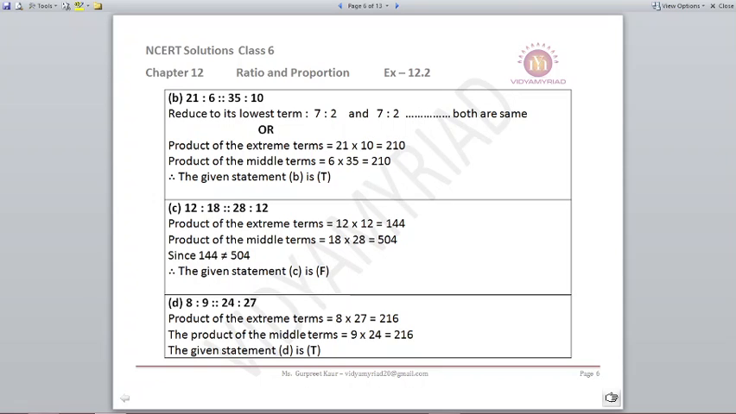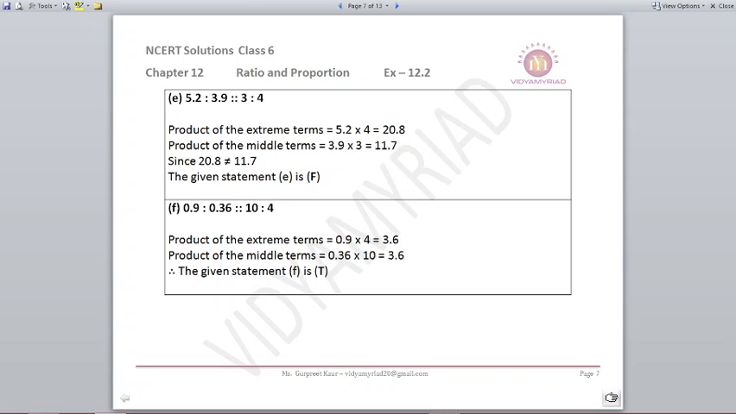D part. 8 is to 9 as 24 is to 27. So 8 multiplied by 27 we get 216, and 9 multiplied by 24, we again get 216. We are getting the same values. It means it is a true statement.